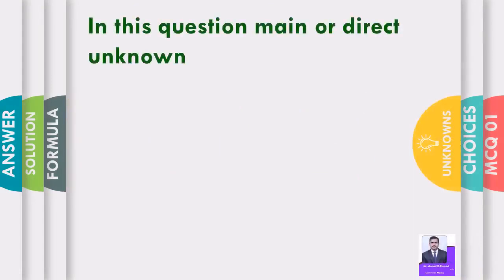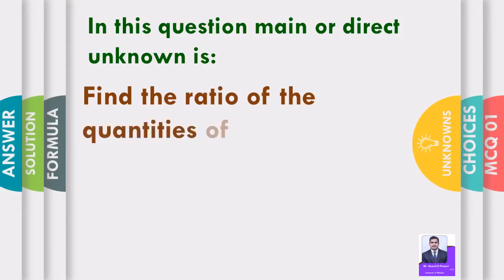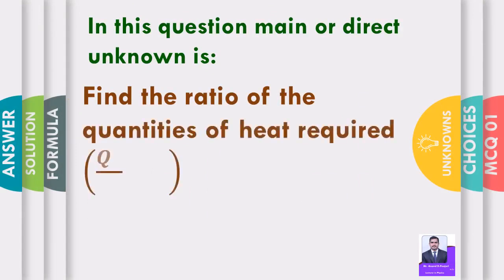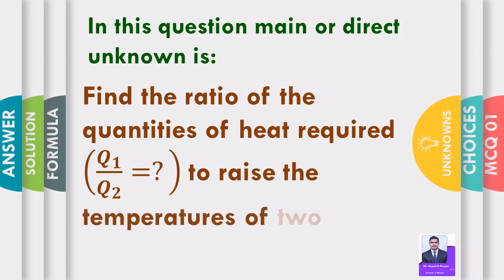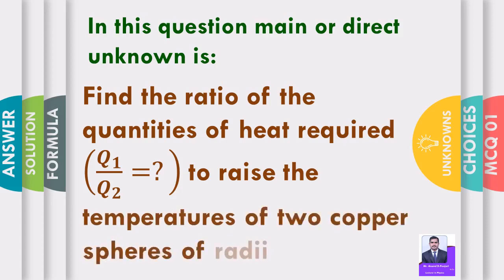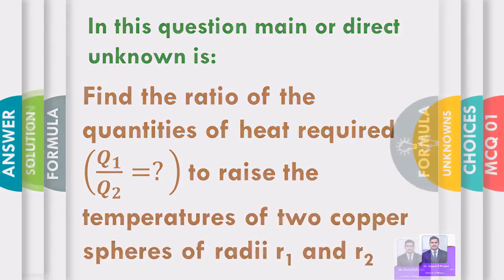In this question, the main or direct unknown is to find the ratio of the quantities of heat required, that is Q1 by Q2 is equal to how much, to raise the temperatures of two copper spheres of radii R1 and R2.